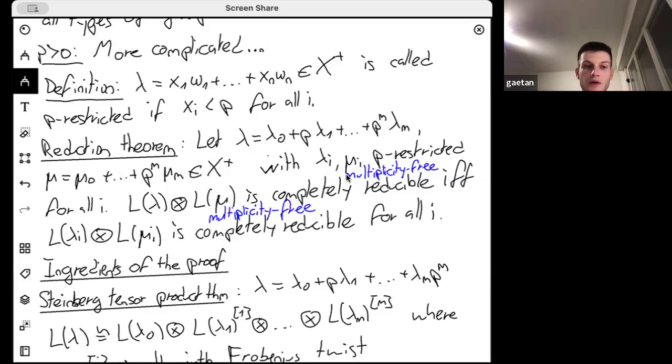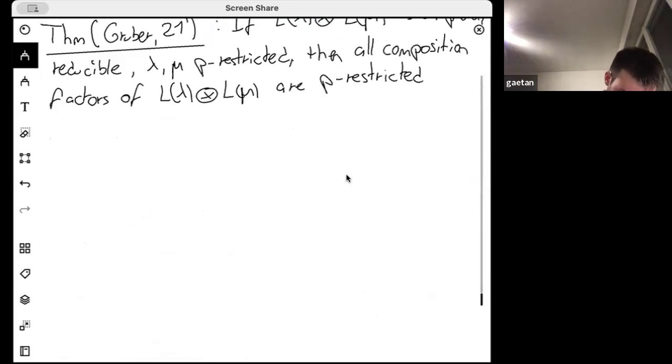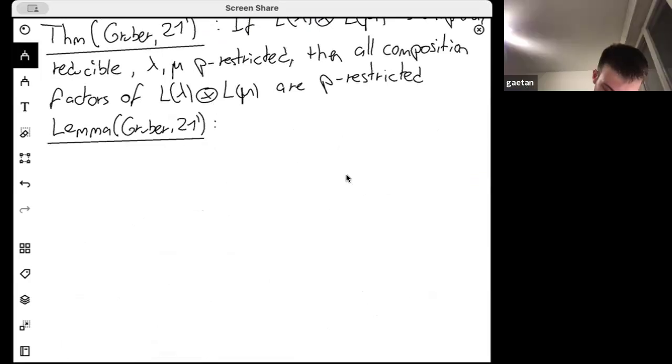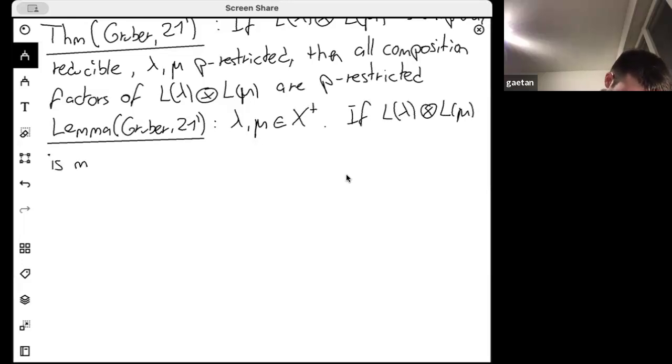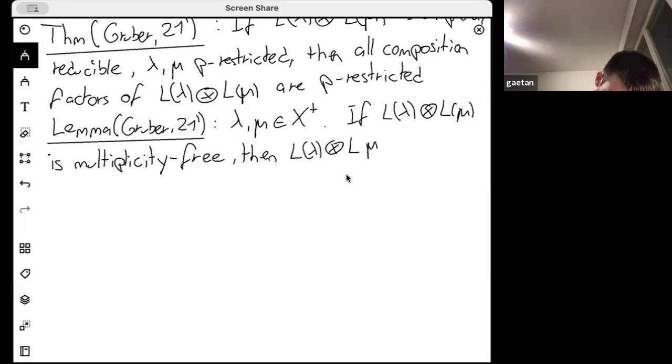And the last ingredient to prove the theorem for multiplicity freeness is the following result, which is also due to Jonathan Gruber. And which states that if we take lambda and mu two dominant weights, if the tensor product of L lambda and L mu is multiplicity-free, then this tensor product is also completely reducible.